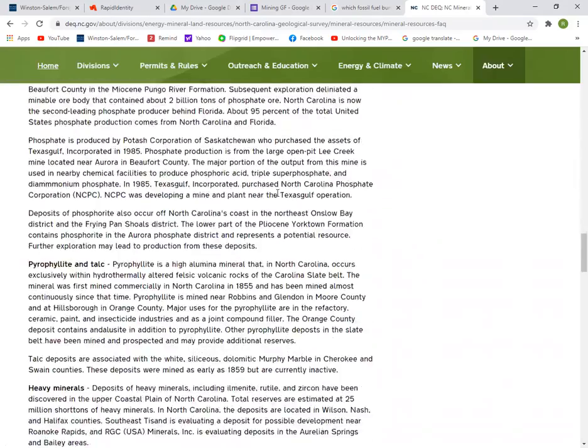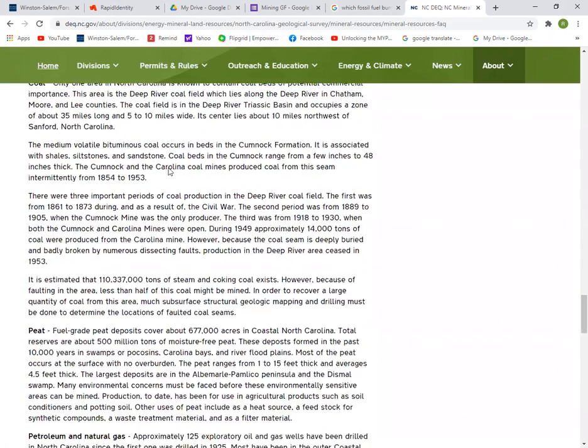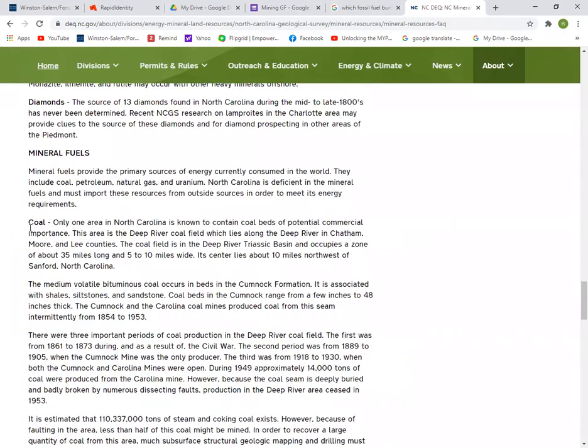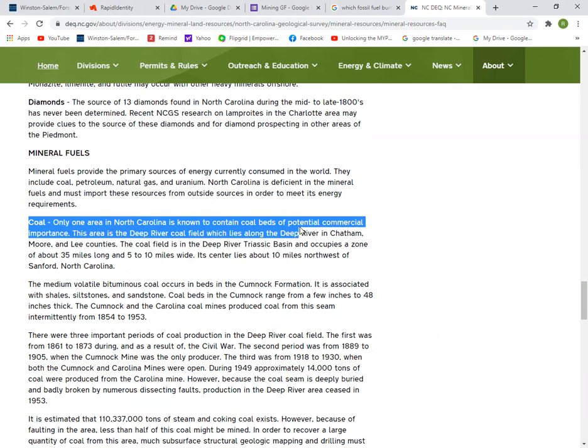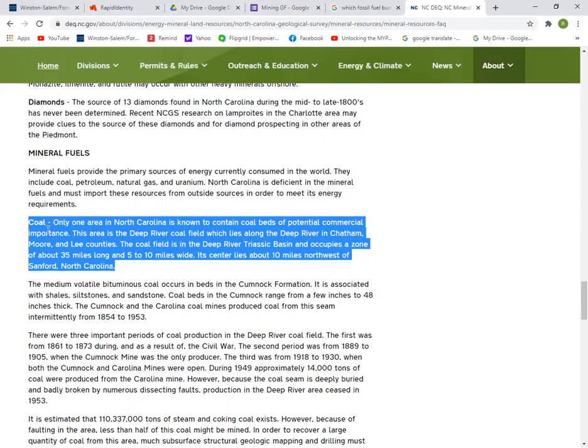So let's go to the fuel. So we have the gemstones, and those were the ones that I've identified earlier. So let's go to the mineral fuels. Do we have coal in North Carolina? In Virginia, they have a lot of coal. How about here in North Carolina? Only one area in North Carolina is known to contain coal beds of potential commercial importance. This area is the Deep River coal field, which lies along the Deep River, Chatham, Moore, and Lee County. So this is where we have some coal.